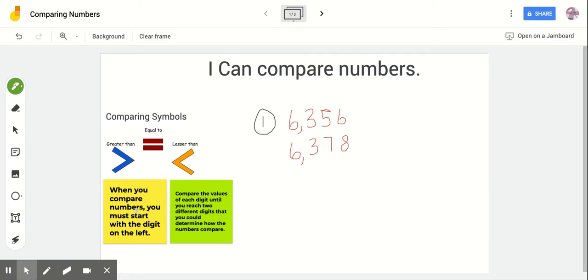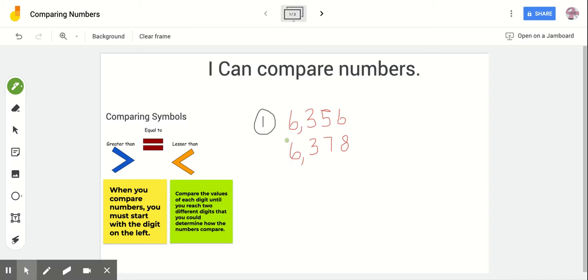Okay. So when you compare numbers, you start with the digit on the left. That's what we're going to be doing today. Once you start with the digit on the left, you keep going to each digit until you can determine how these numbers actually compare. So for number one, I have the number 6,357, and then I also have the number 6,378. So I know that I have to start with the digit on the left. What I'm going to do is look at them and see how they compare.